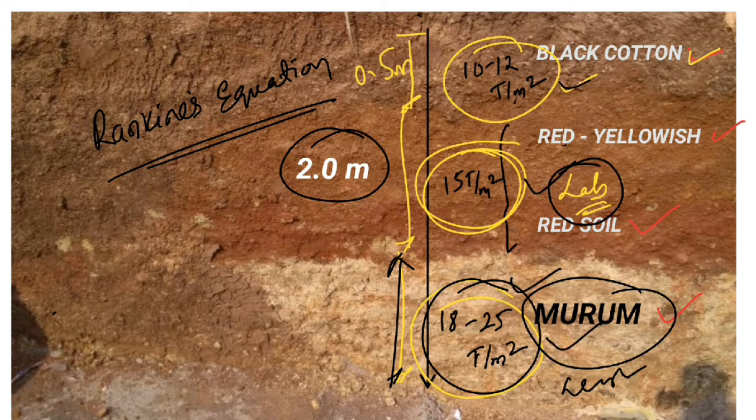So here you can see the different 4 patterns. It is black cotton, red yellowish, red soil and muram. Even if you place the footings at 15 ton per meter square, that may lead to higher dimensions. If it is the same black cotton soil from 0 to 2 meter, you may get an SBC of 10 to 12 ton per meter square, so that may lead to higher dimensions of footing, whereas here it is red and red yellowish, around 15 ton per meter square you may get, whereas in muram 18 to 25 ton per meter square you will get. So the dimensions will be less here.